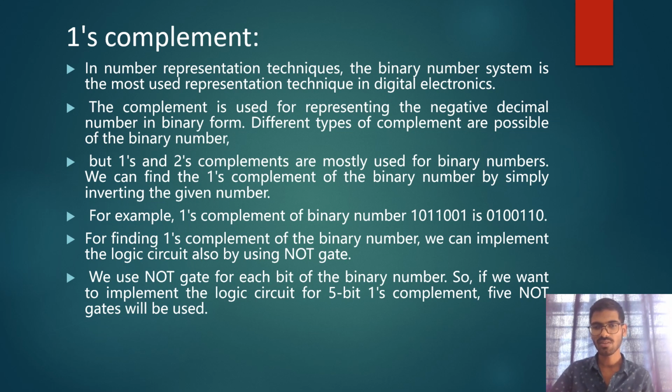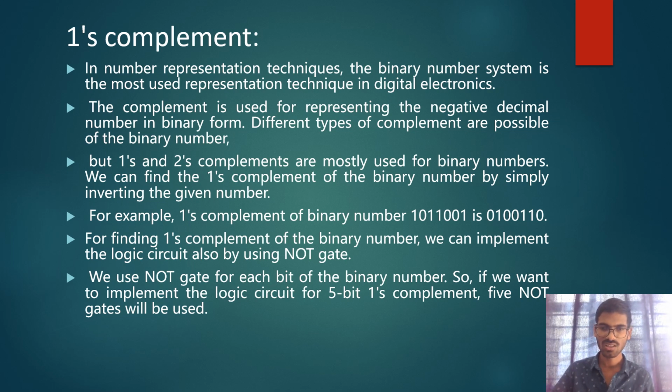Different types of complement are possible for a binary number, but one's and two's complements are mostly used. We can find the one's complement by simply inverting the given number. That is what I said: flipping bits is inverting the number. We invert 1 to 0 and 0 to 1.